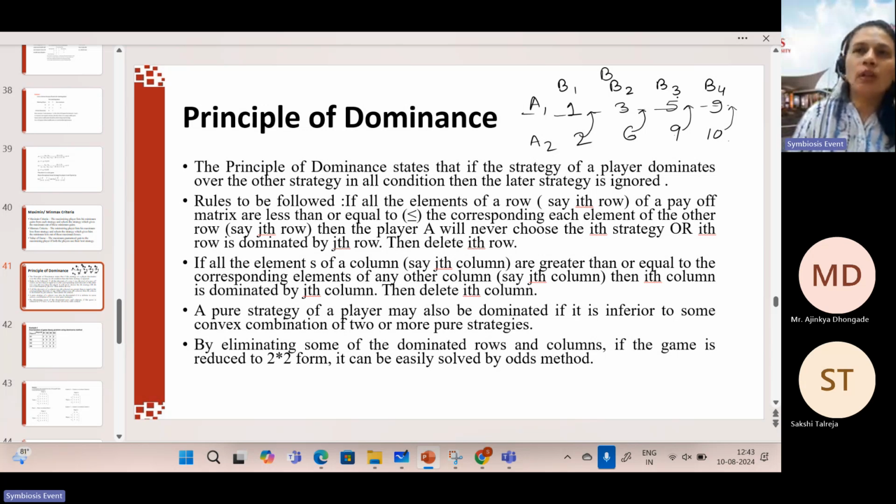If we connect it with the geometrical representation, we understood that person A is going to win. So wherever his chances of winning are less, I'm going to eliminate it. I'm going to dominate it. And how am I going to dominate it? By using those values which show me the chances of winning are more, right? So this is how I adopted it for the row.